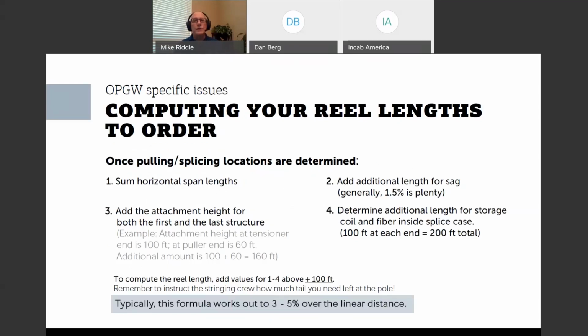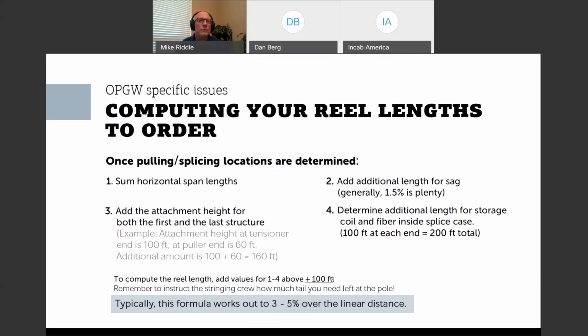Now, once you set out your splice points, you need to translate those into specific reel lengths if you're using the point-to-point method. And so here's my recommended formula for that. Sum up those horizontal span lengths, add the height to the first and the last structure. Oops, I skipped a step. Add 1.5% for sag. That's plenty. I say generally, but I've never seen a situation where that wasn't enough. Add the height to the first and last structure. Add what your splicing crew wants, which is typically 100 feet at each end. And then add another 100 feet to reeve the bull wheels.